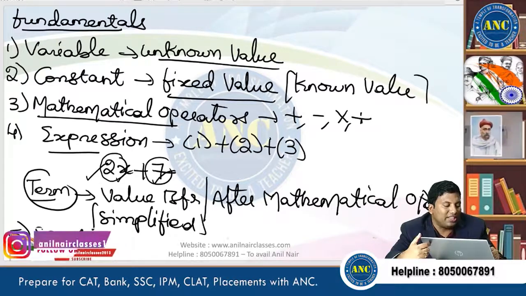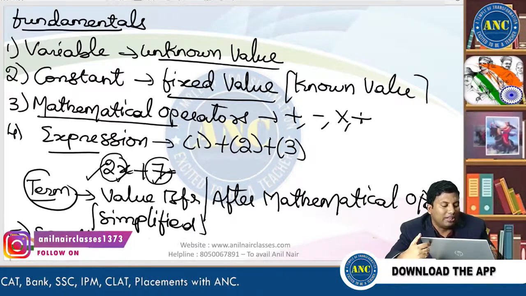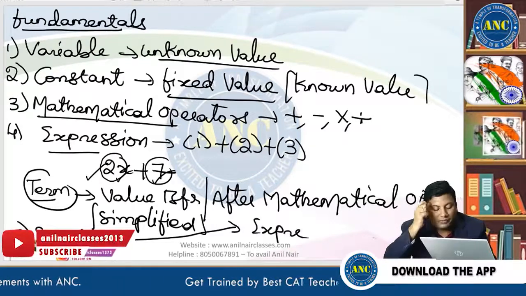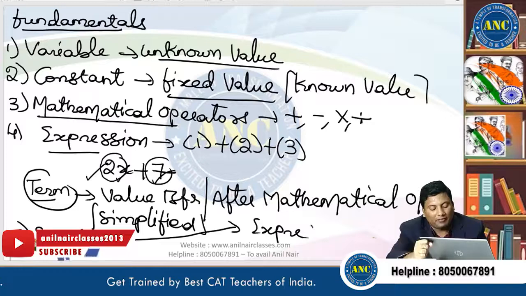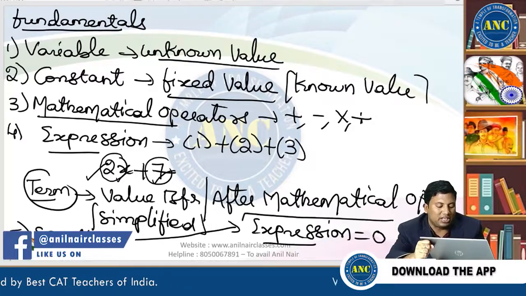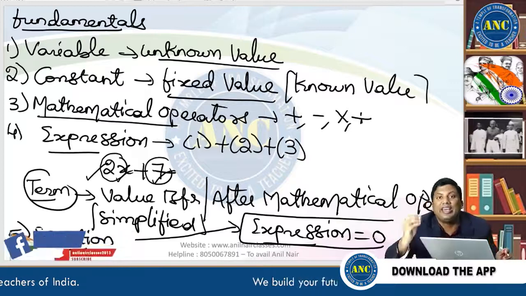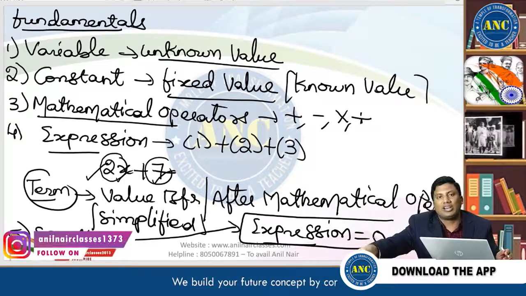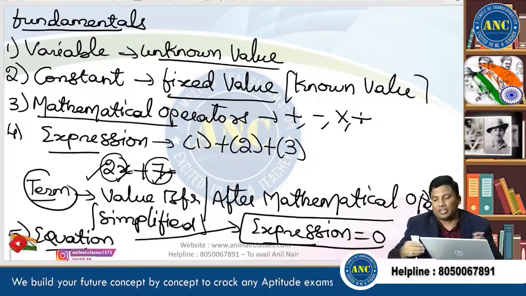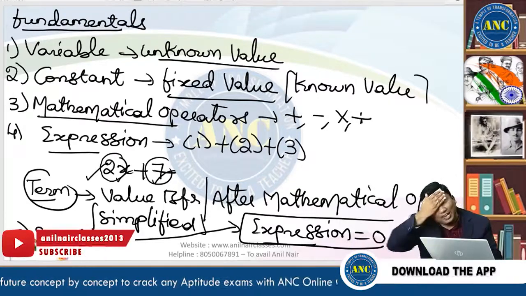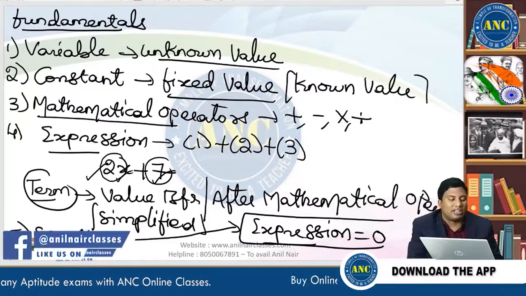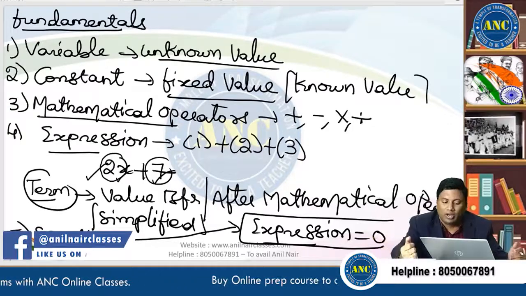If an expression is equated with 0, then it becomes an equation. If an expression is equated with 0, then the expression is called an equation. An equation is nothing but an expression equated with something. If I equate an expression with something, I will get that thing known as an equation. Are you all with me?